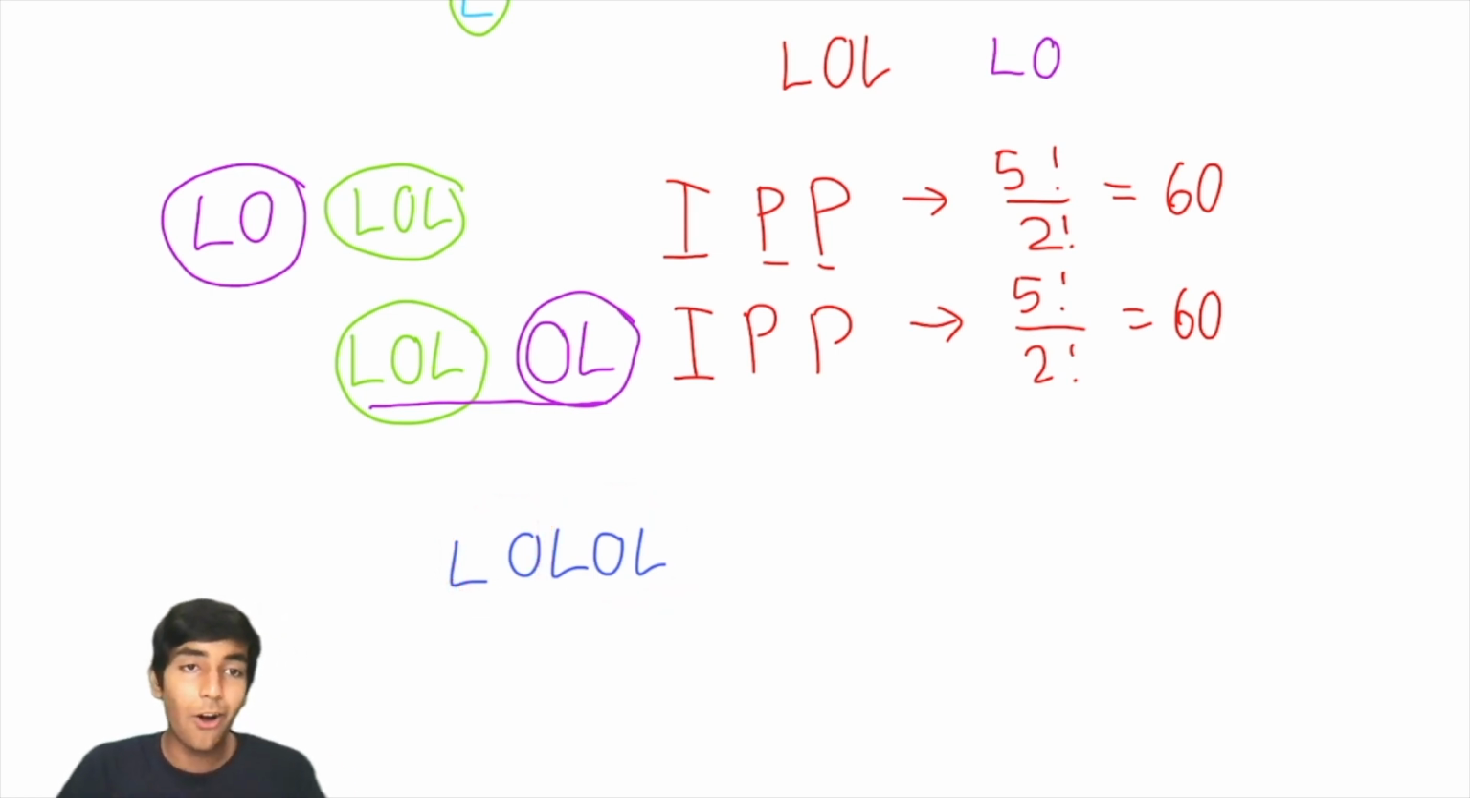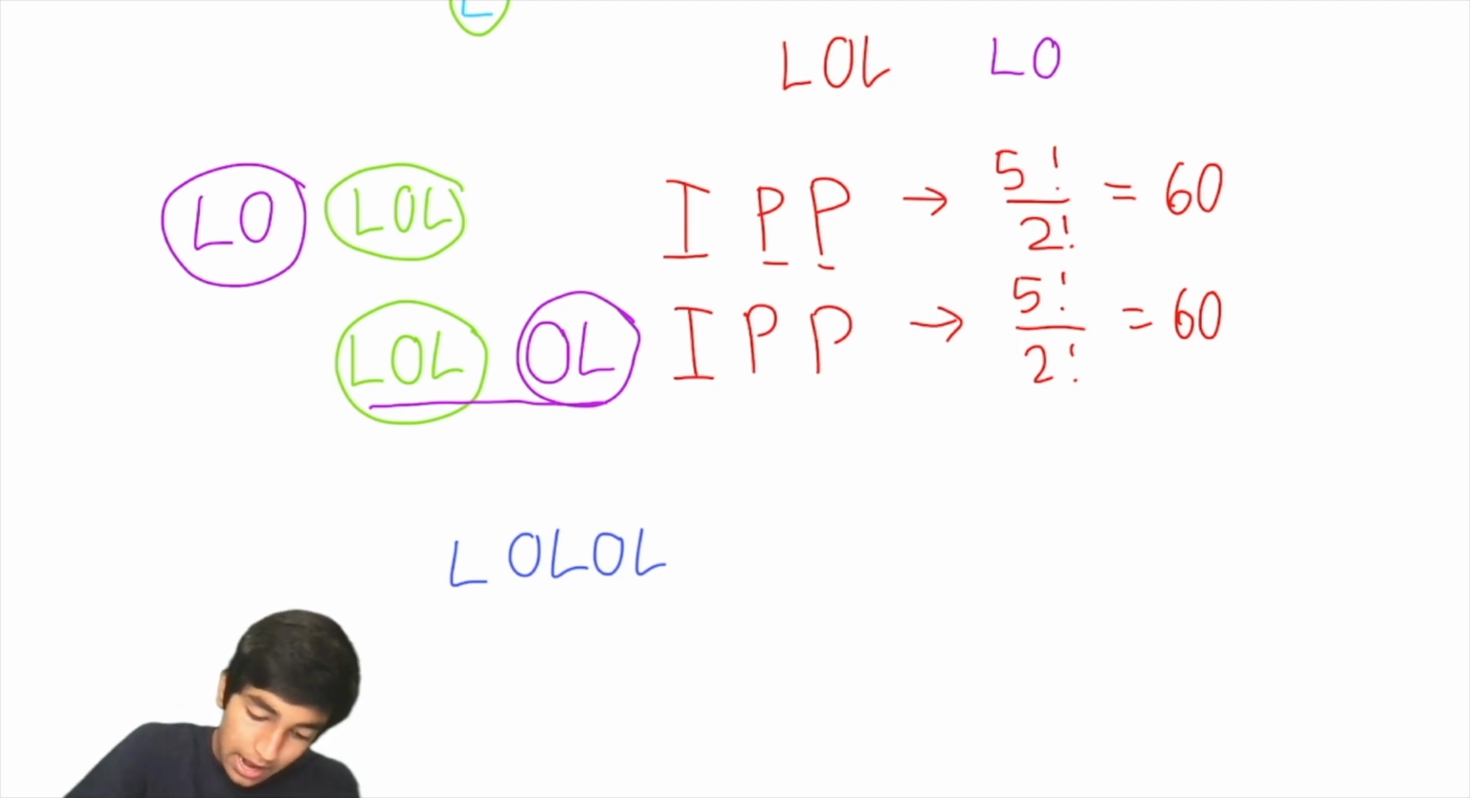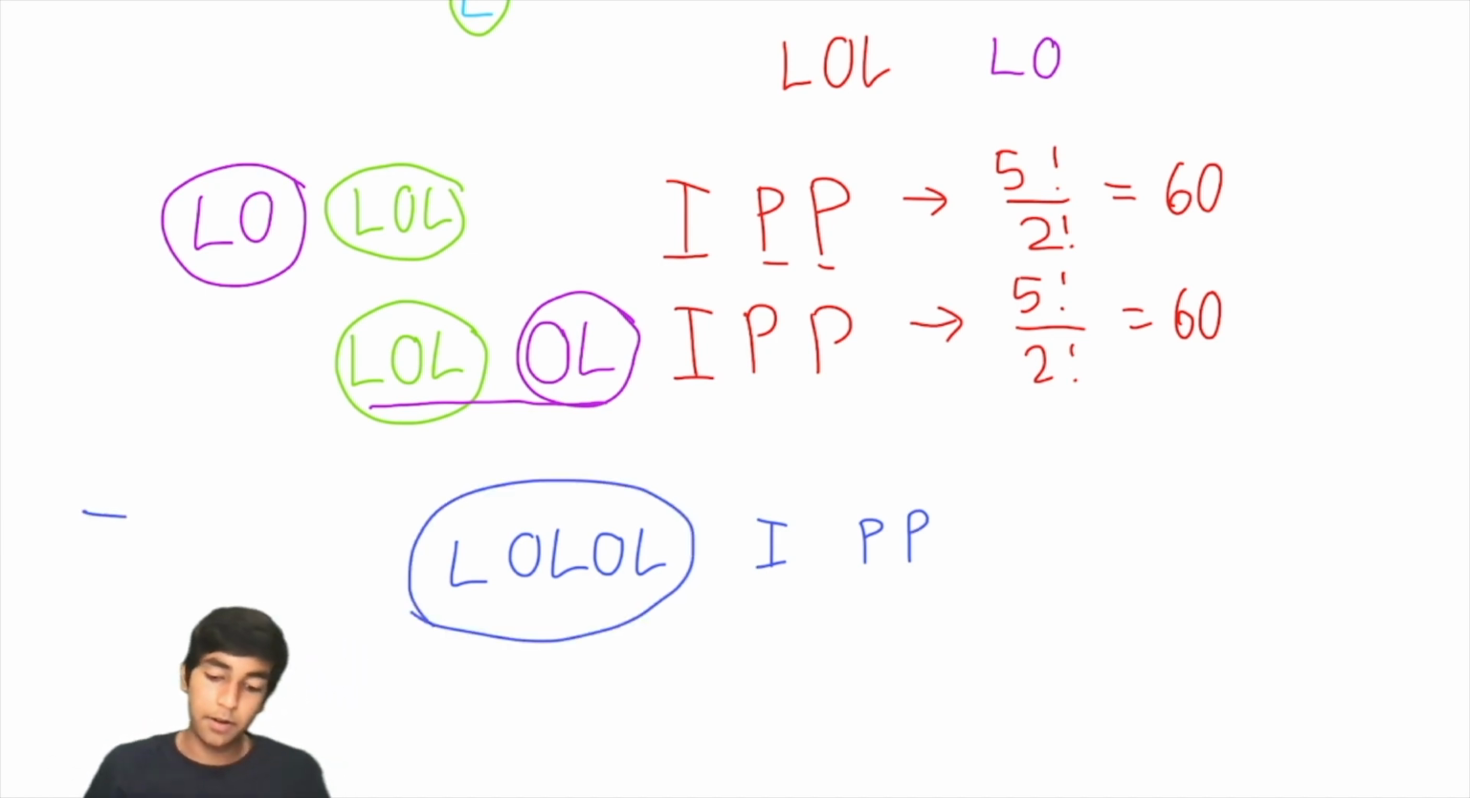So we're overcounting all the cases that contain the substring LOL. So how many cases are there that contain LOL? And then of course IPP. These are the cases we're overcounting. So we're going to do a big minus there.